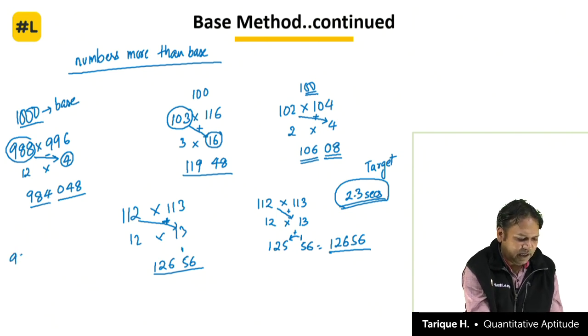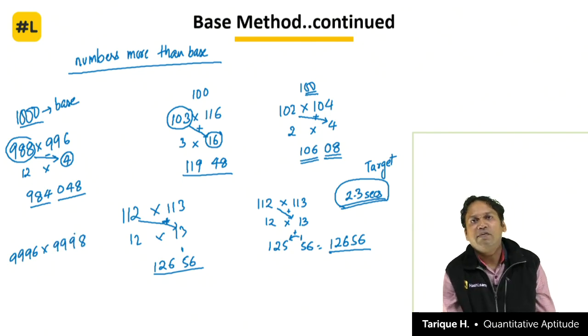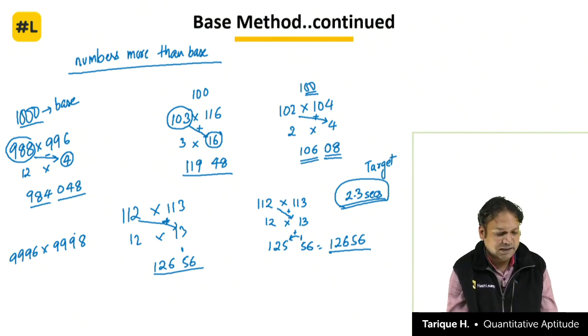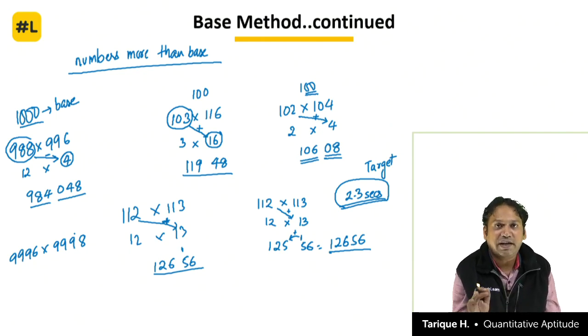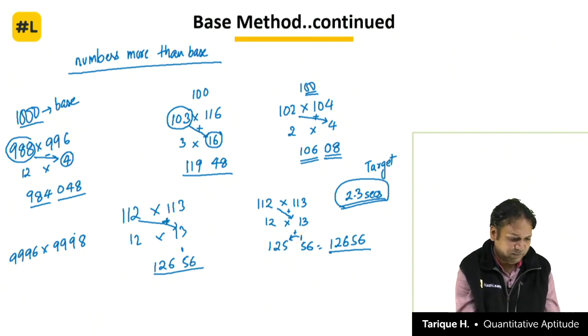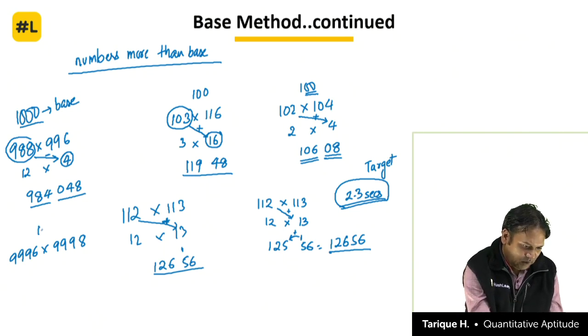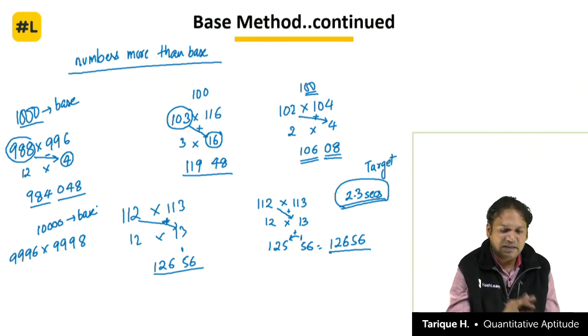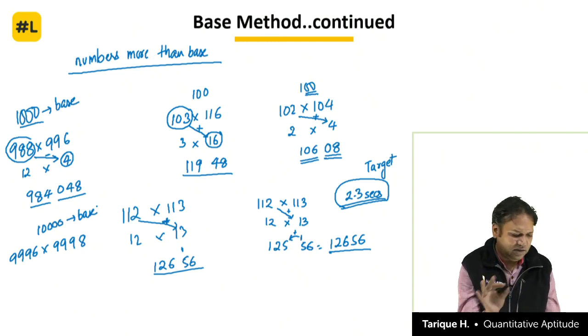Let's say for example 9996 into 9998. Now think about this. Now which number will be the closest here? 9996 and 9998. 10,000 will be the base. We'll decide the base. What will be my base? 10,000. This is our base. Everything else remains same, no change. Numbers are less than the base or more than the base, just look at that and just work it out.